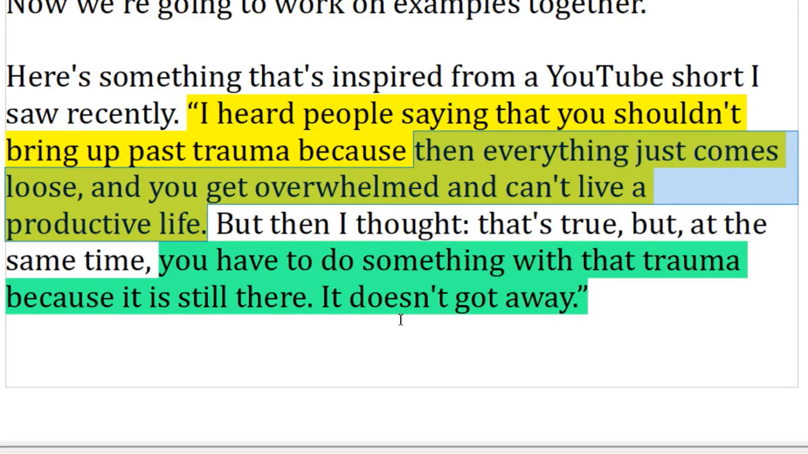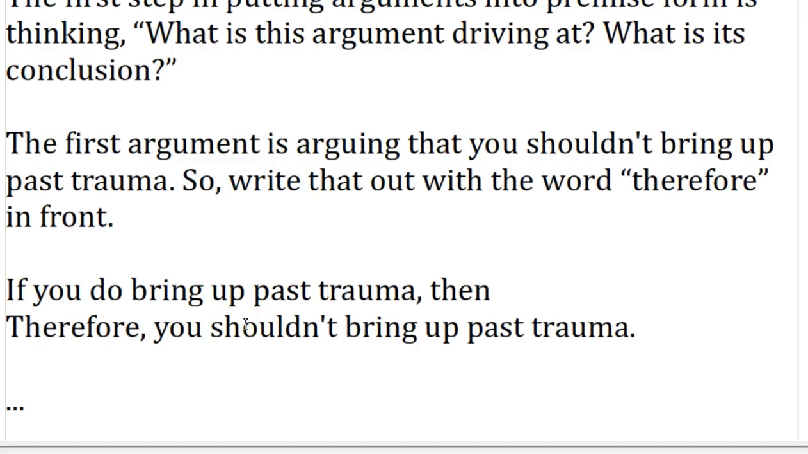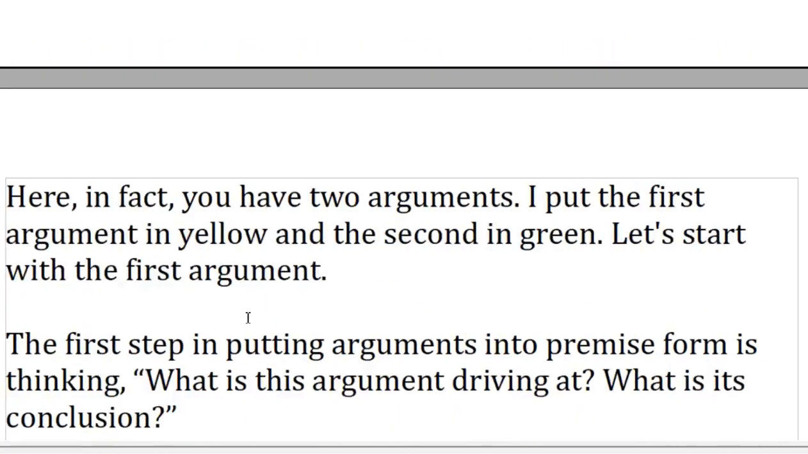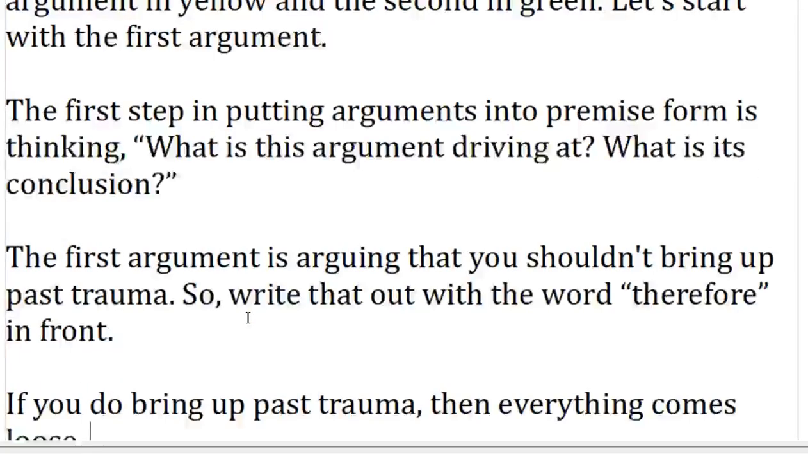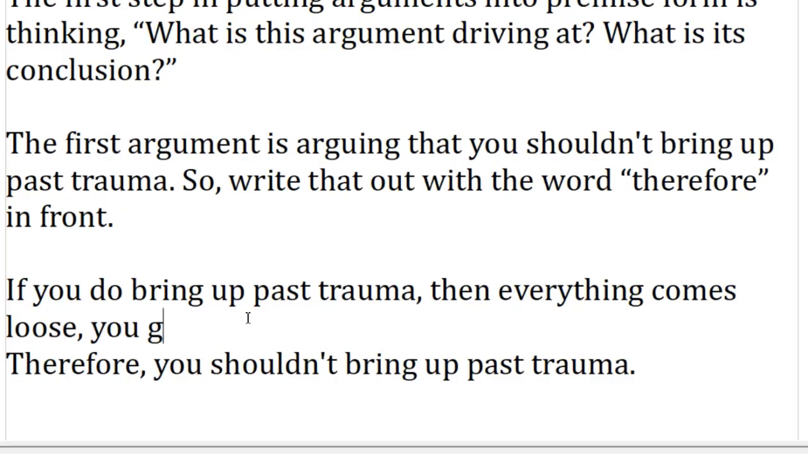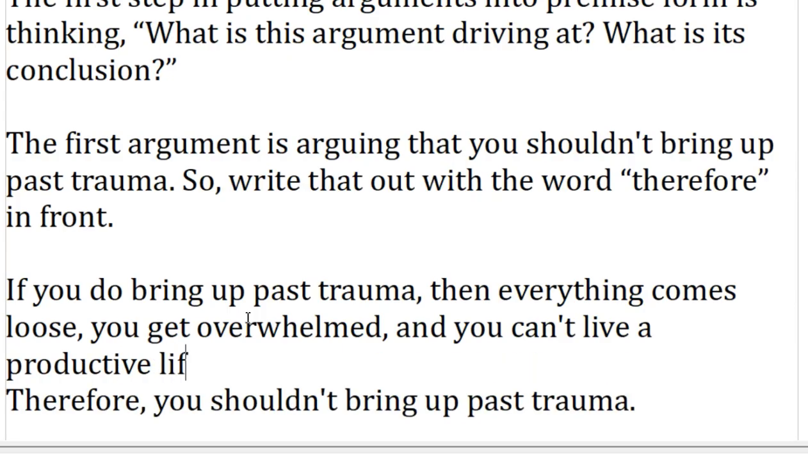So what they're saying is that, let's go down here, if you do bring up past trauma, then everything comes loose. Let's just make sure that we're getting their wording correct. You get overwhelmed and you can't live a productive life.